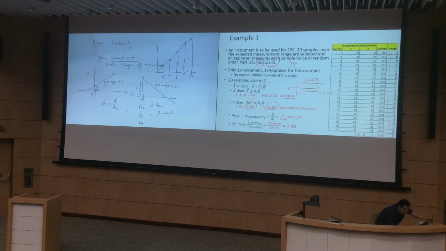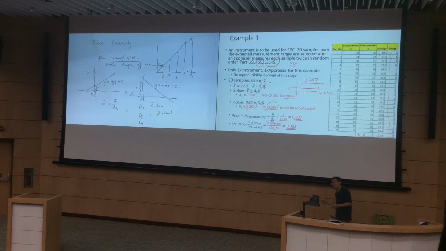So you know that from your D2, your R is 1, and then you divide by this thing here. If you use 5.15, K equal 5.15, or you can use K equal 6 as well. So your P/T ratio is equal to 4.083.